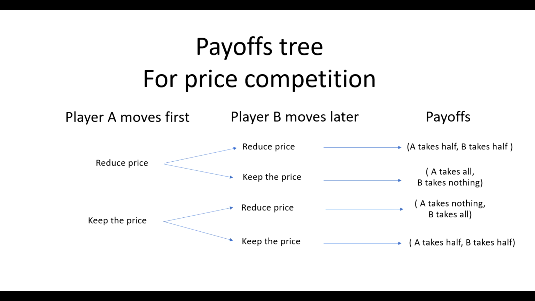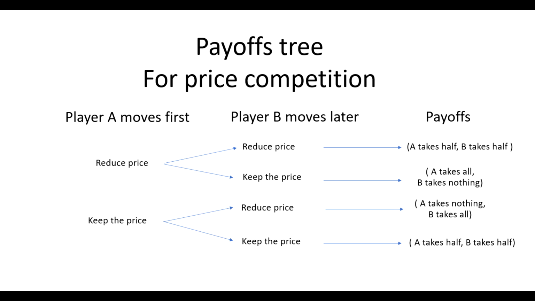Now we think about if A keeps the price but B reduces the price. What would happen? A will turn out to be the loser and takes nothing, but B will be the winner and takes all. And if A keeps the price and B also keeps the price, there is no single winner and they share half of the market.